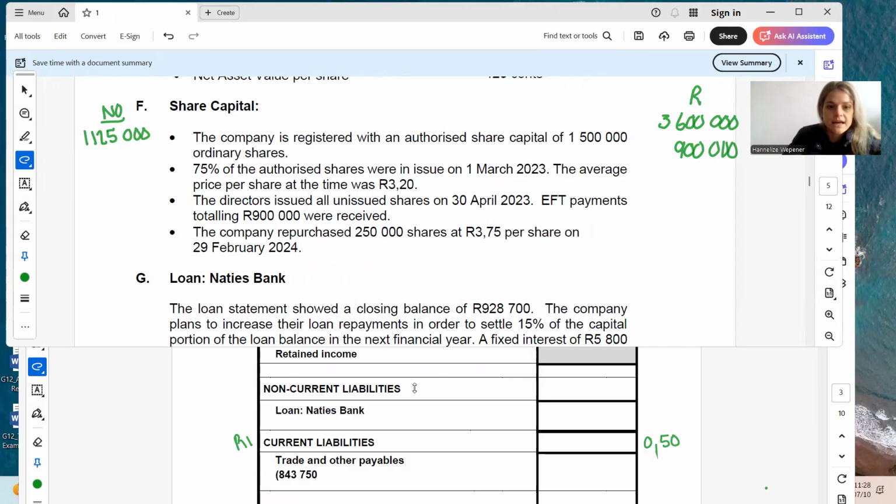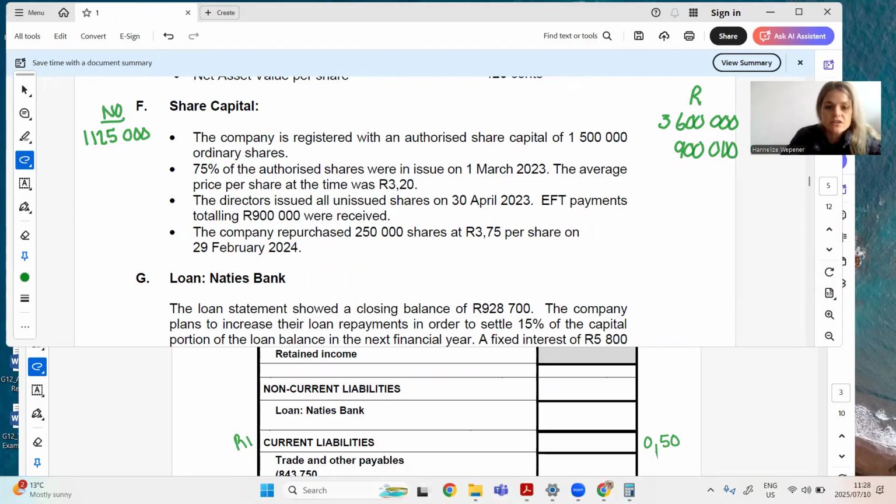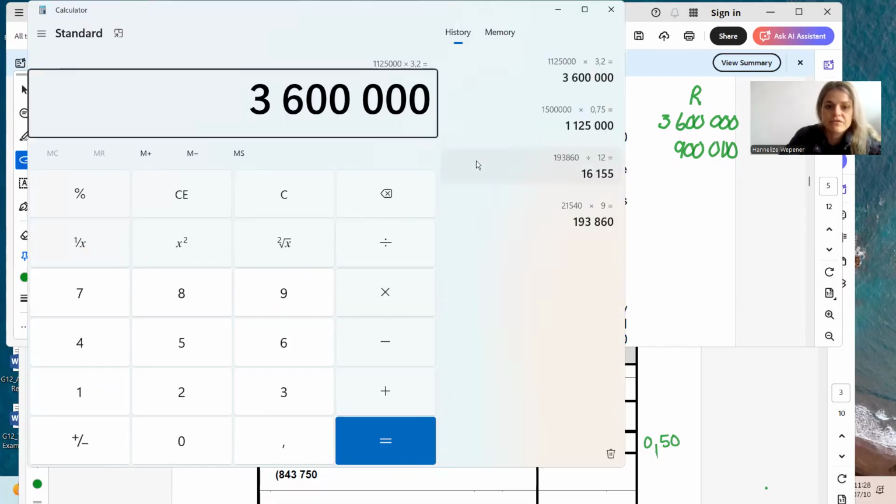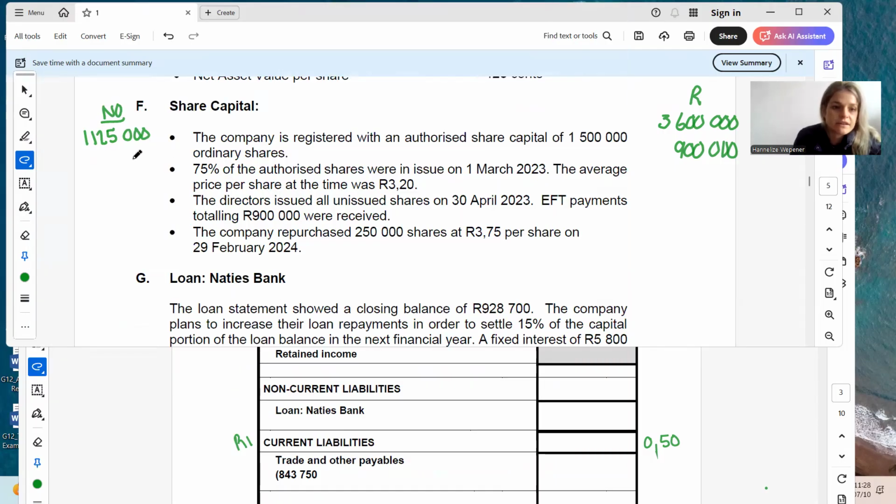There we go. And we issued all unissued shares. So we have 1.5 million to issue. We have by now issued 1.125 million, so 375,000. That is what we issued now. So in other words, on this day, 1.5 million shares in issue.